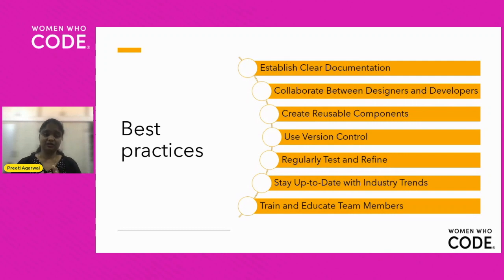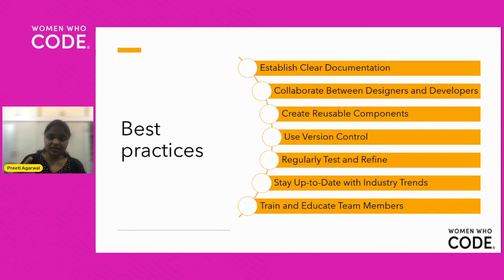First is establishing clear documentation. Again, now you know why documentation is important, and hence I would just say establish clear documentation. You need to collaborate consistently between the designers and developers. Collaboration is very important. Again, you know why. Then creating reusable components, of course, that is what a design system is all about. So you make sure you keep your eyes open to observe the patterns, to observe what can be put into that bucket of reusable components.